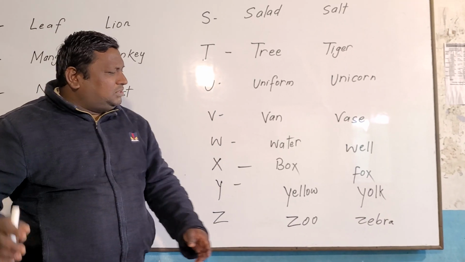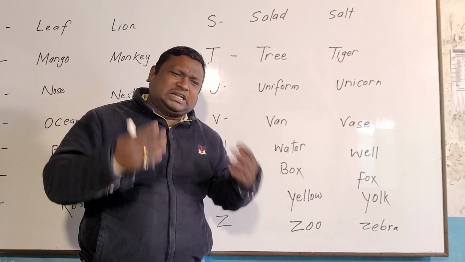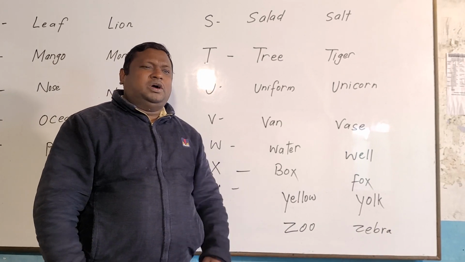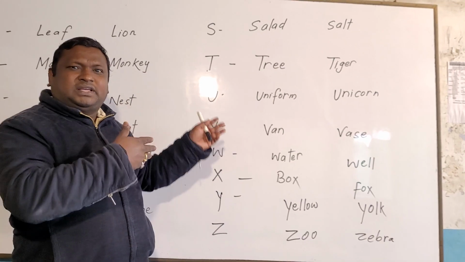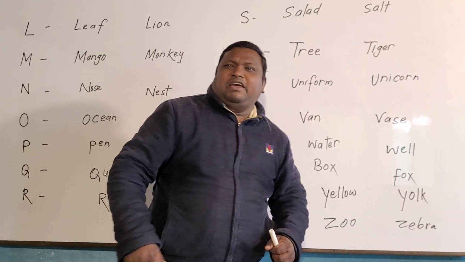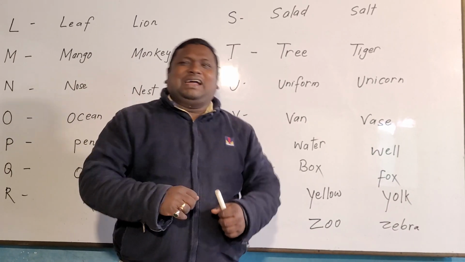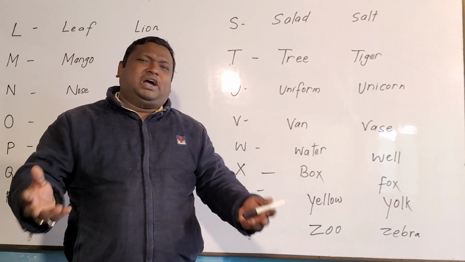Like this, you just keep on singing all the time, all the day long. Whenever you are sitting at leisure, you are with friends, you are playing with friends, you start singing this alphabet phonic song with your friends. Friends, we start singing. A for apple and A for ant. You enjoy with your friends. You enjoy with your parents.